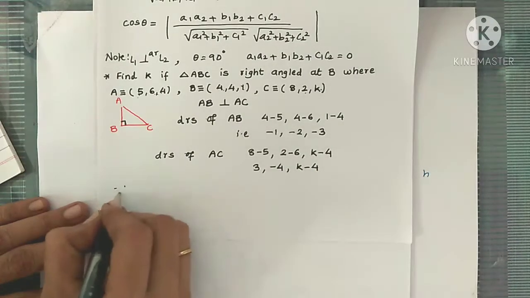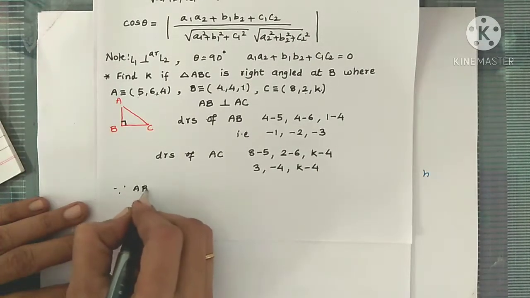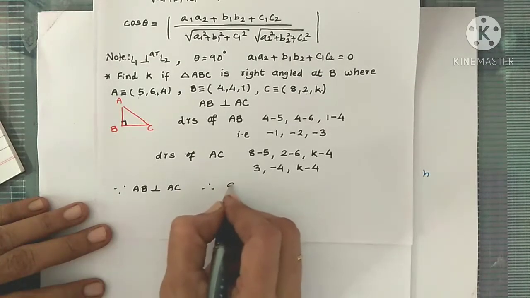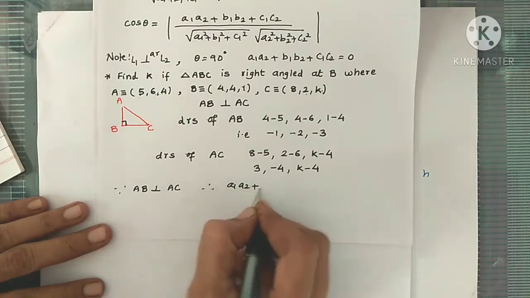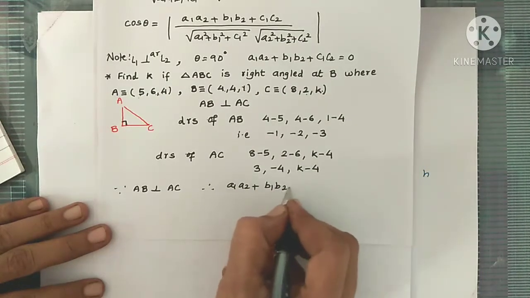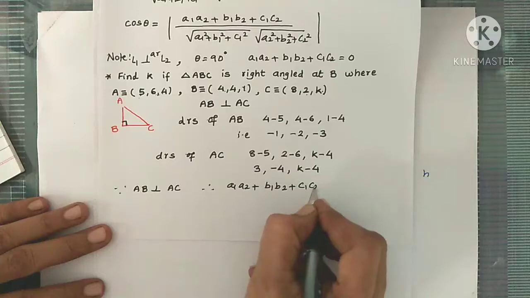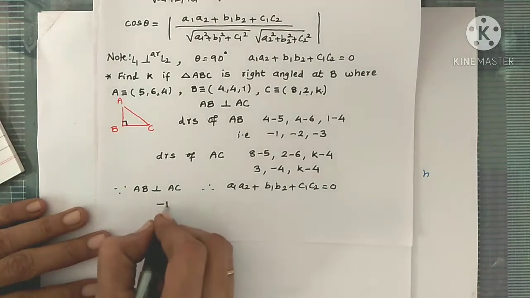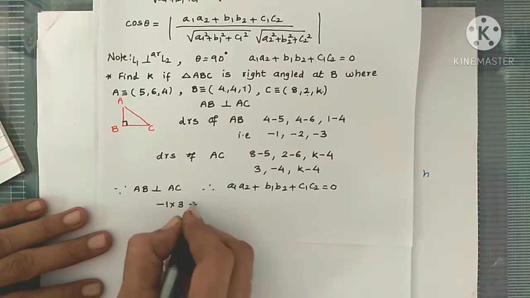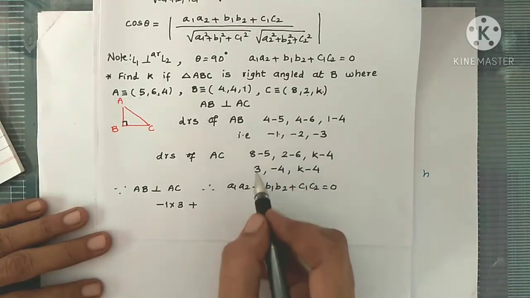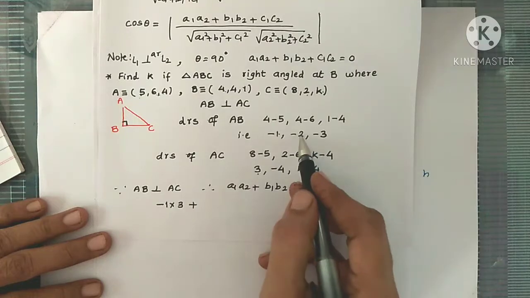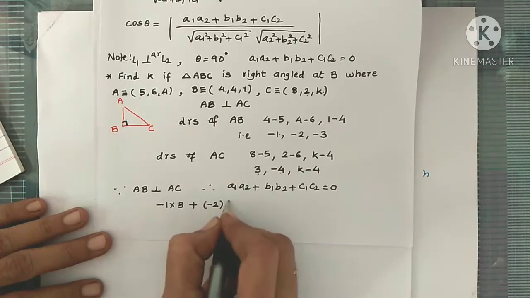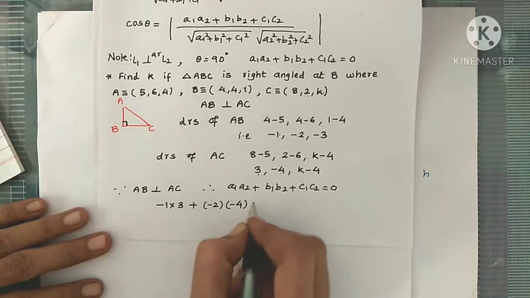Now AB is perpendicular to AC, therefore a1 a2 plus b1 b2 plus c1 c2 equal to 0. So we have minus 1 multiplied by 3. Let's multiply the corresponding numbers. So minus 1 and 3 are the corresponding numbers. Here we have minus 2 and minus 4, so multiplying minus 2 and minus 4.